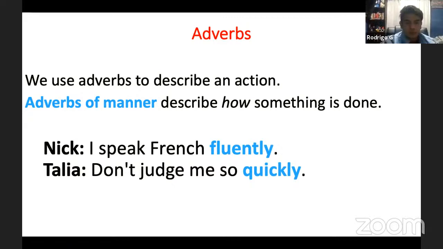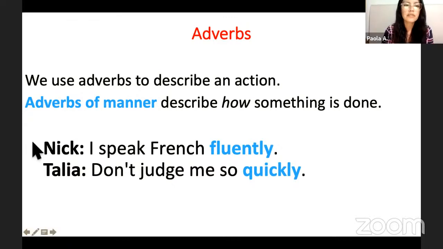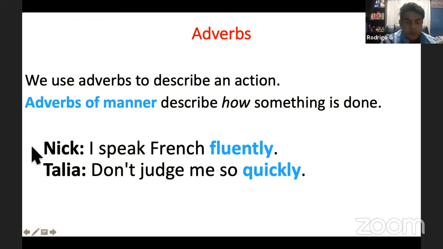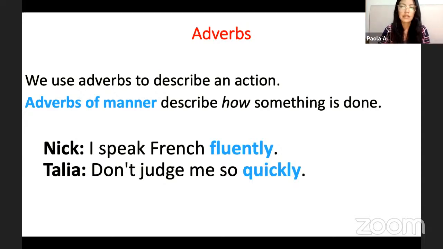Okay, it's fine. Rodrigo, could you read the first sentence, please? Okay. I speak French fluently. All right, I cannot hear the last word, but it's fluently, right? I can speak French fluently. All right. And Fabiana, sure. Okay, I'll read it. Don't judge me so quietly.